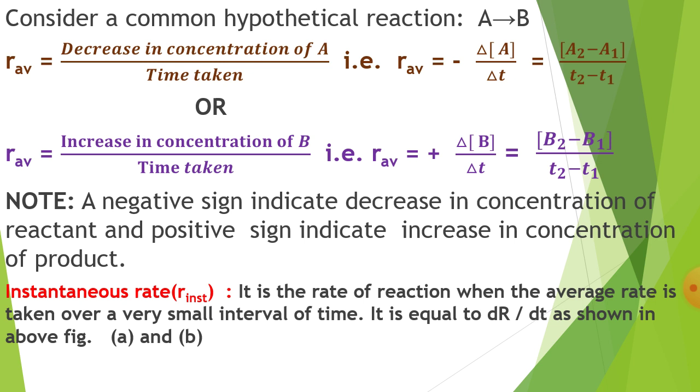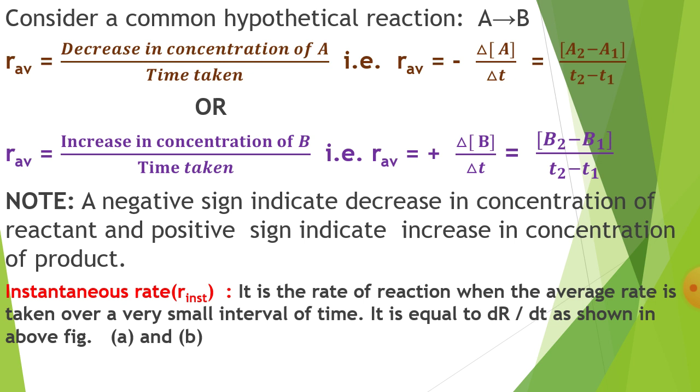Now note here, a negative sign indicates a decrease in concentration of the reactant and a positive sign indicates an increase in concentration of the product. That means the negative and positive signs have no mathematical significance. They only indicate the decrease or increase in concentration. So these are about the average rate.